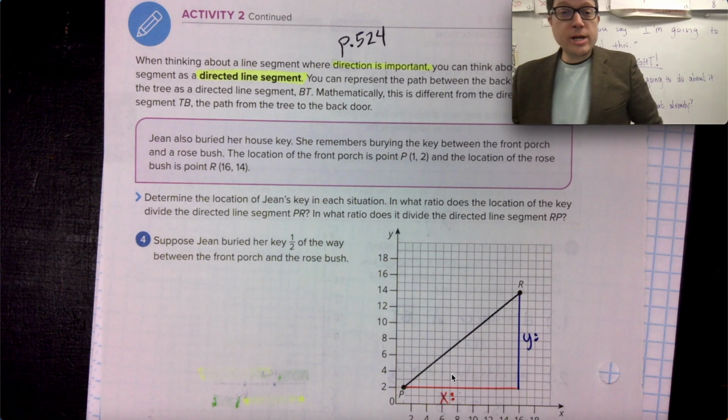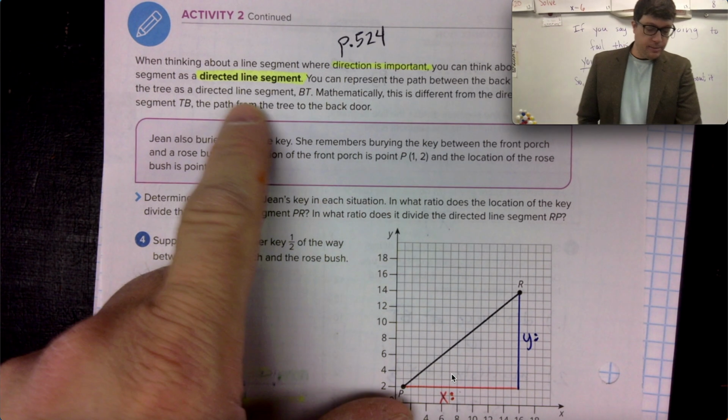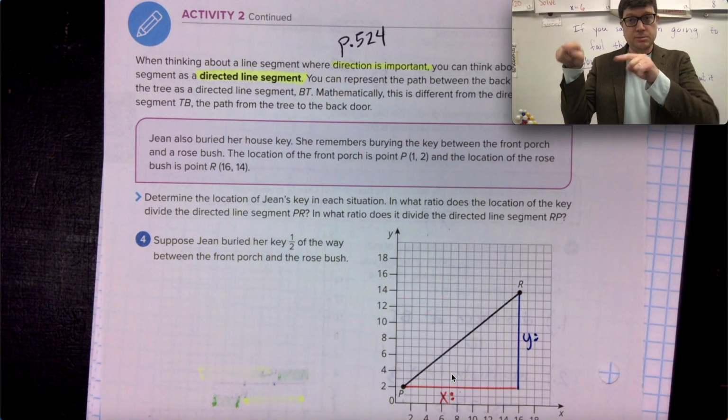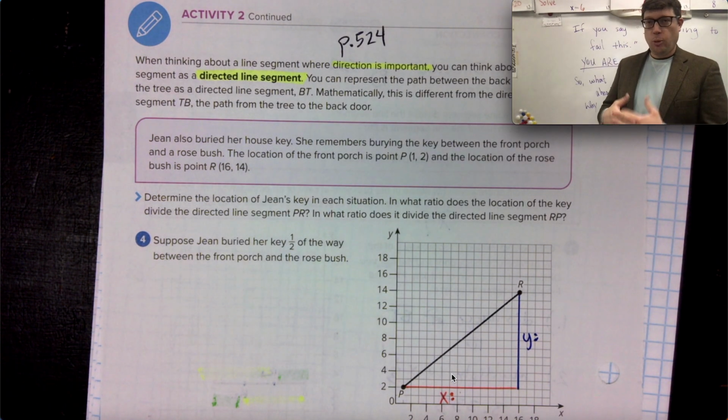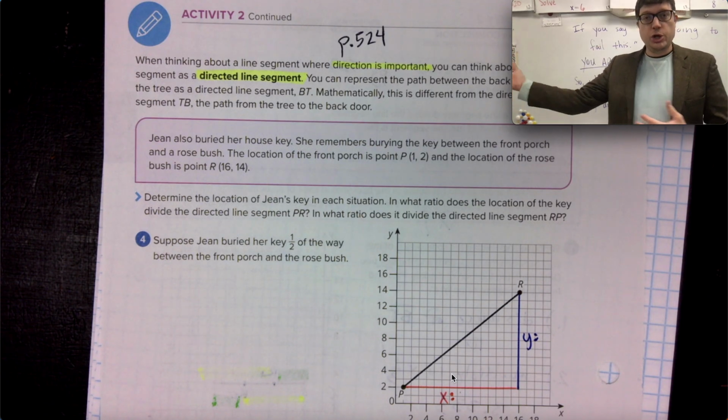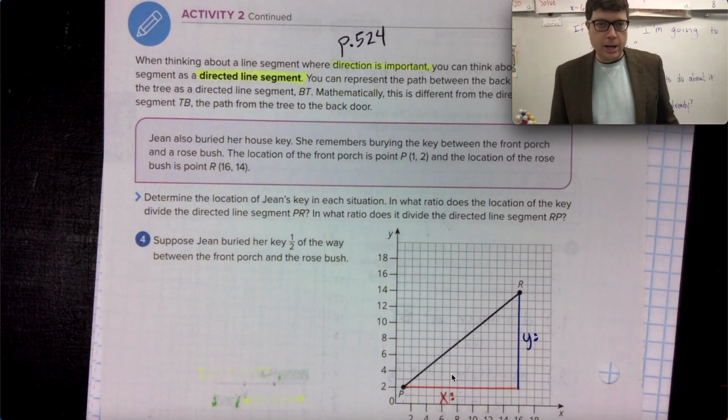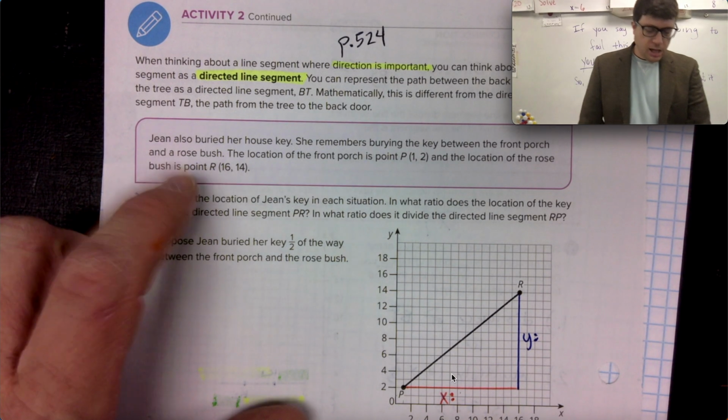524. Directed line segments are segments where the direction, B to T, T to B, is important. Where do we start? From that point, we go out to the other location, the other end of the segment, and direction matters. Order matters. Let's talk about this in a different scenario.